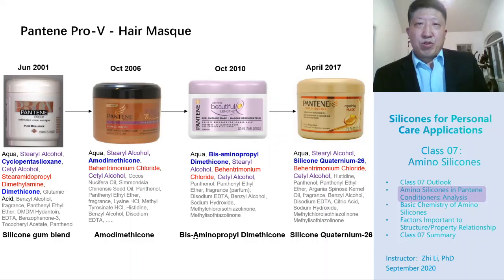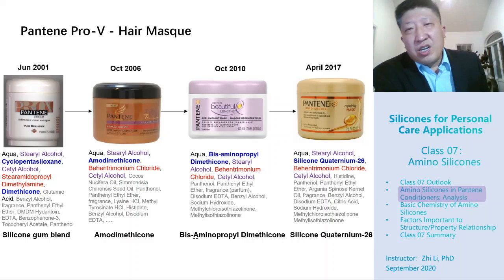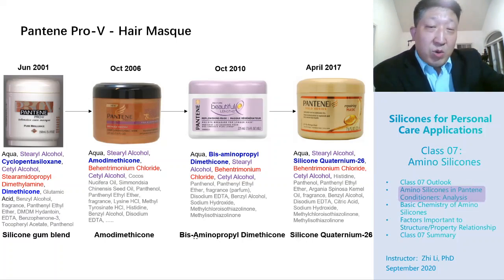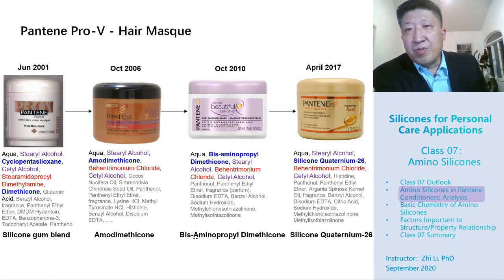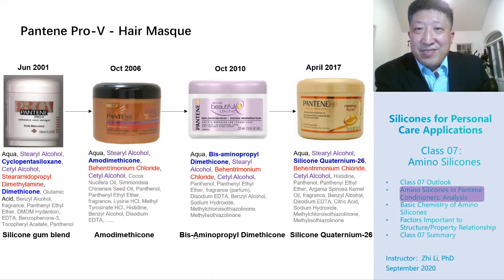I'll give you an example. I'm giving here an example of hair masks. You may know very well about hair masks. It's a little bit different from hair conditioner. It's a more repair type of hair formulation. It's kind of intense repair.